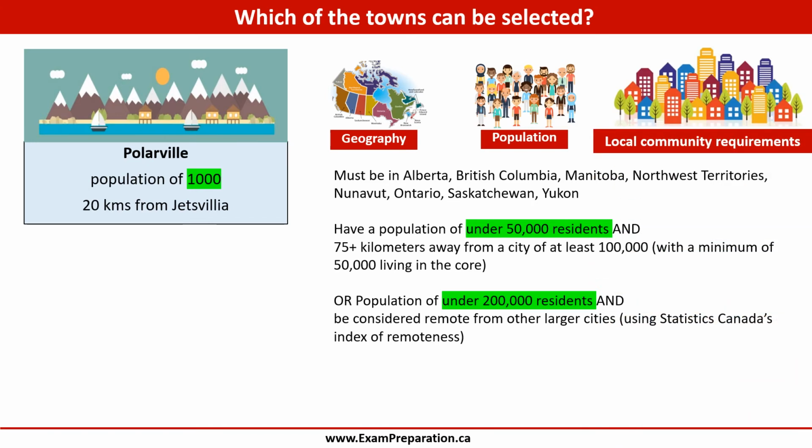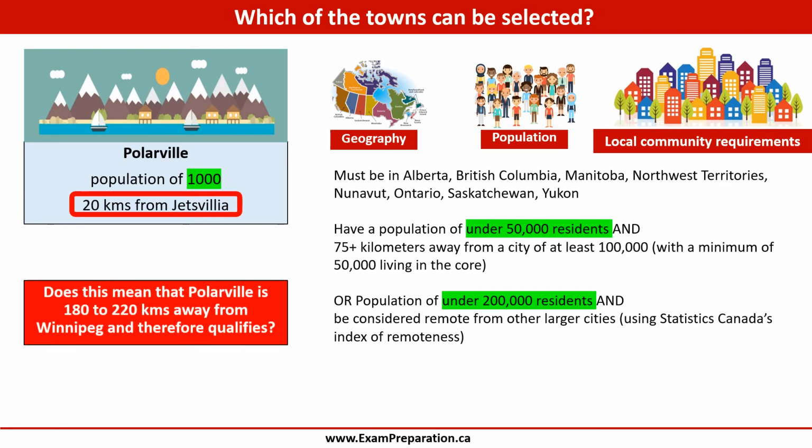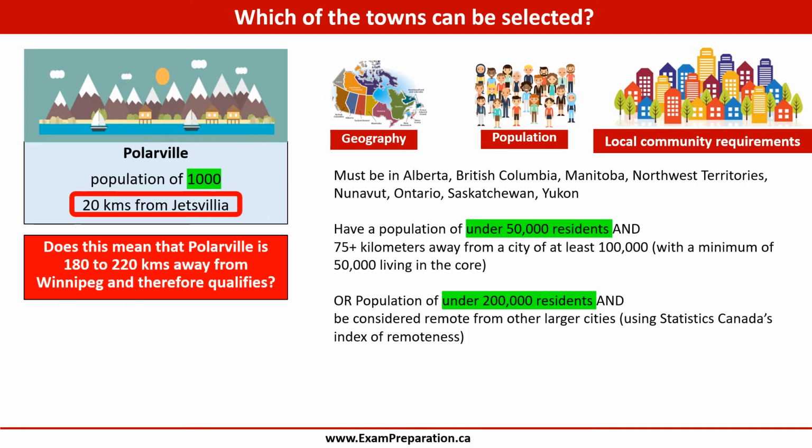Now we need to take a look, of course, at the geography, the location of Polarville, and see if it meets those requirements now. So with this, we have a lot of information given to us. Now, Polarville is 20 kilometers from Vilia. Does this mean that Polarville qualifies? Because mathematically, Polarville would be 180 to 220 kilometers away from Winnipeg. And there's no mention of other larger cities around, with the exception, of course, of Vilia. All right, so what do you think?